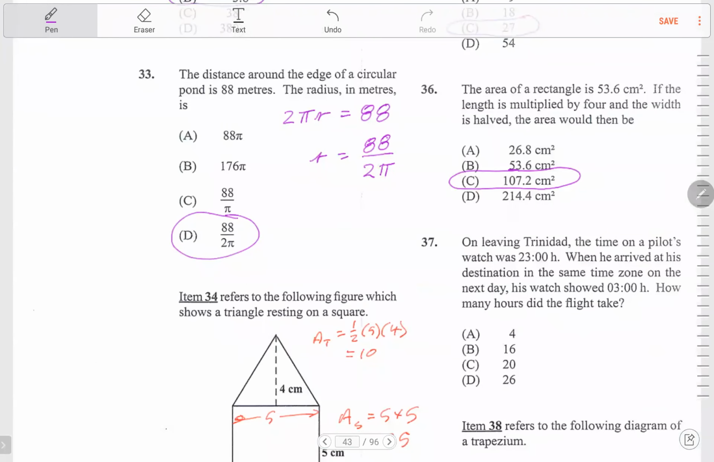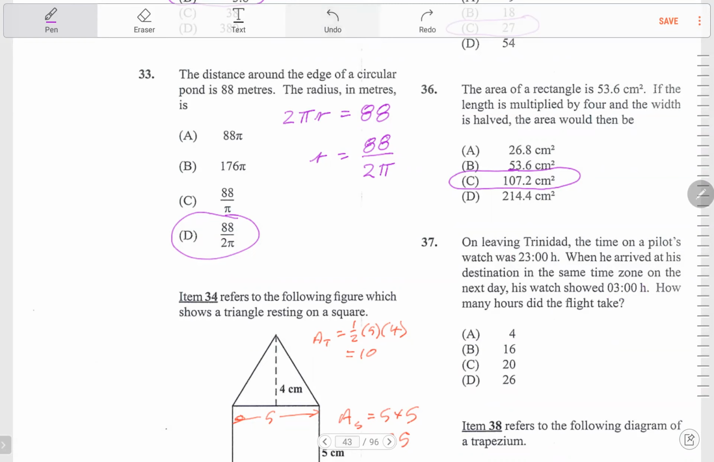It says, on leaving Trinidad, the time on a pilot's watch is 23 hours. That means 1 hour before midnight. 23 hours is 1 hour before the start of the next day. When he arrives at his destination in the same time zone, meaning there's no change in time, on the next day, his watch showed 3 hours. How many hours did he fly? He flew 4 hours, because it is 1 hour between 23 and 24 to start the next day, and then 3 more hours.